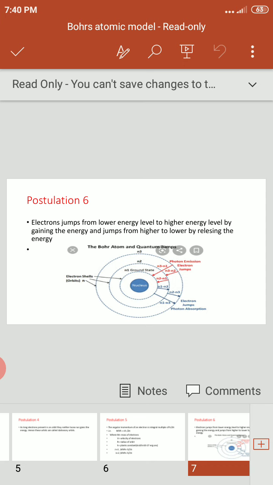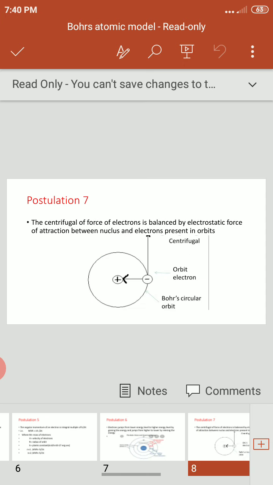The difference between the energies of those two orbits is given by the formula E2 minus E1 is equal to h nu. Here h nu is called the energy packet. How much energy is released or gained can be calculated. E2 is the higher energy level, E1 is the lower energy level, h is Planck's constant, and nu is the frequency. This is the sixth postulation.